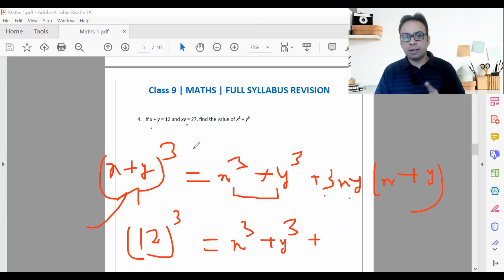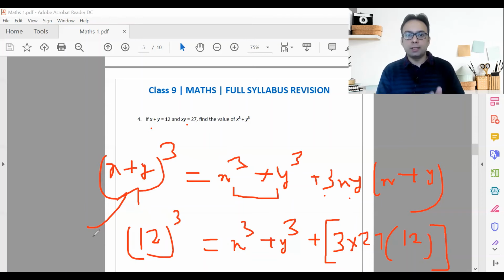3 times xy, that means 3 times xy ki value is given. Look at the question, 27. So 3 into 27 we can put. Let's put that in brackets. Times x plus y. X plus y is also given 12. As simple as that.